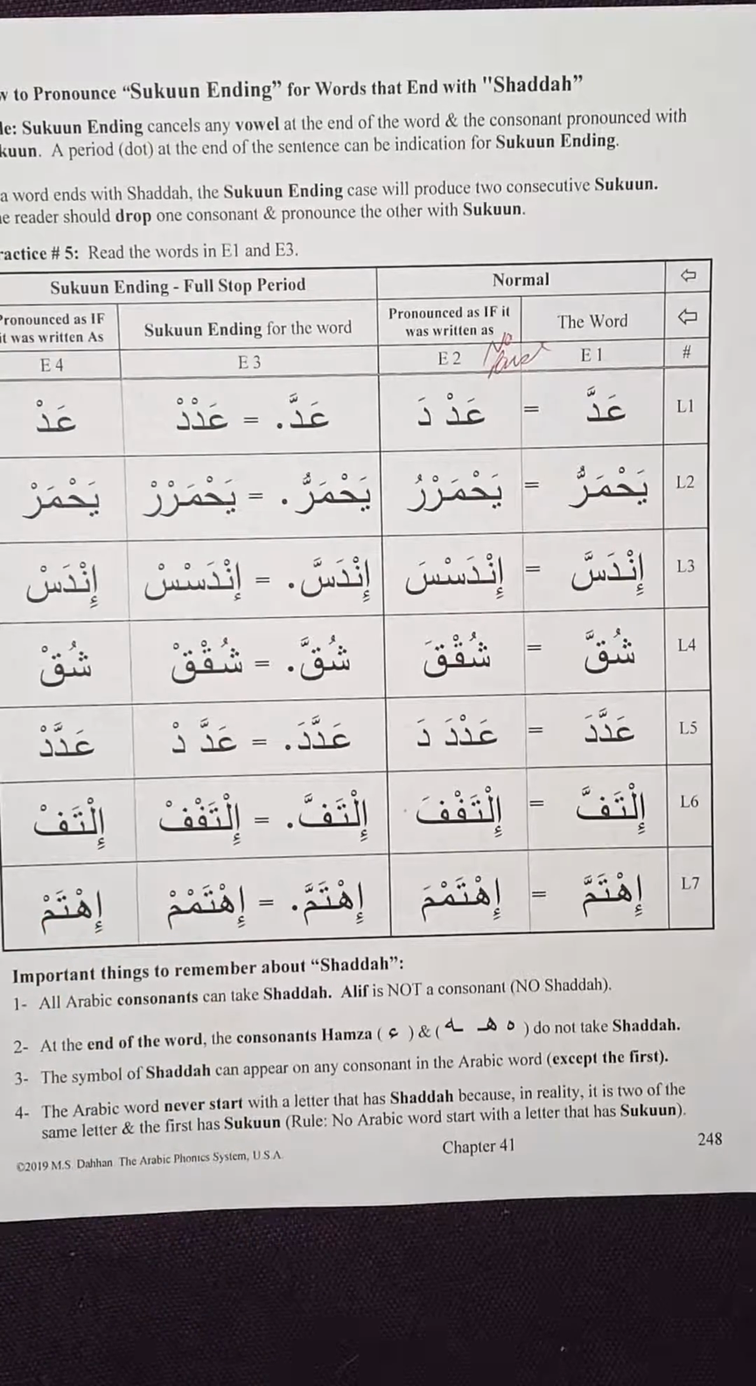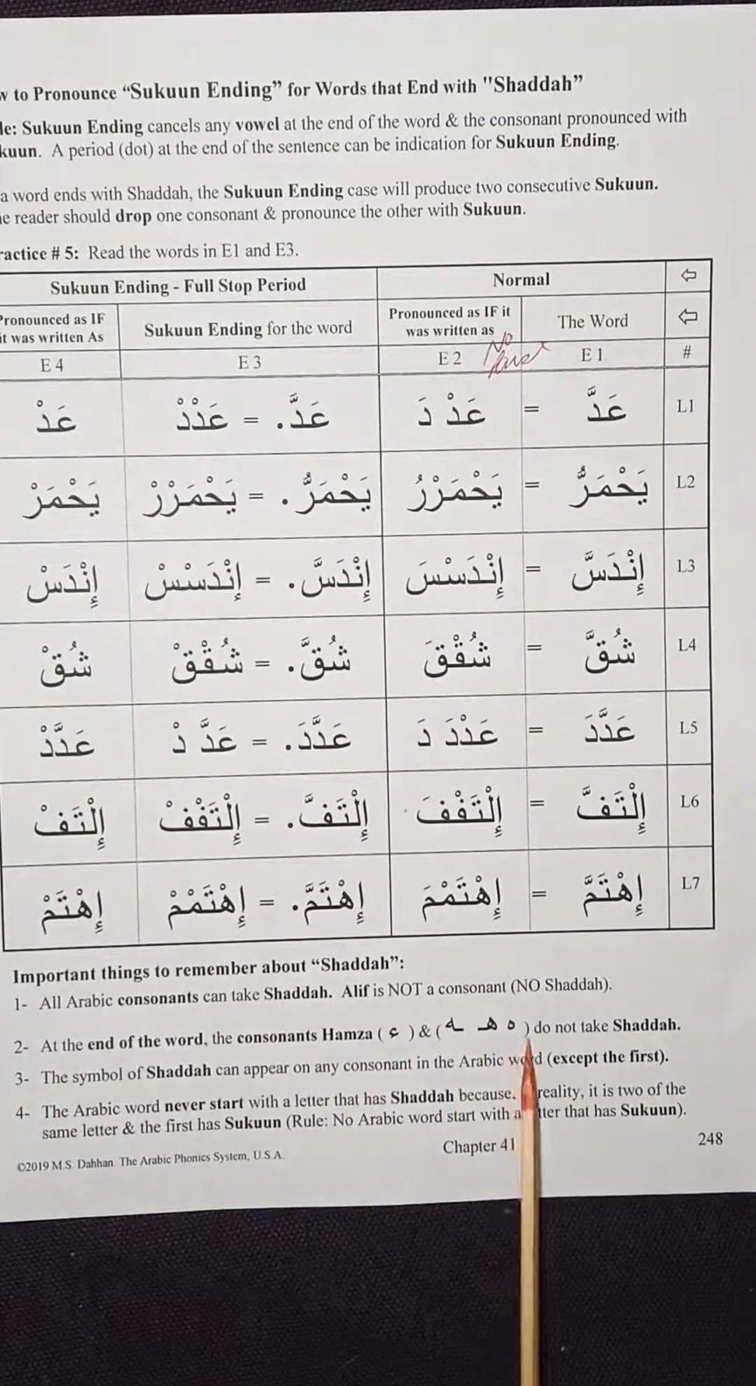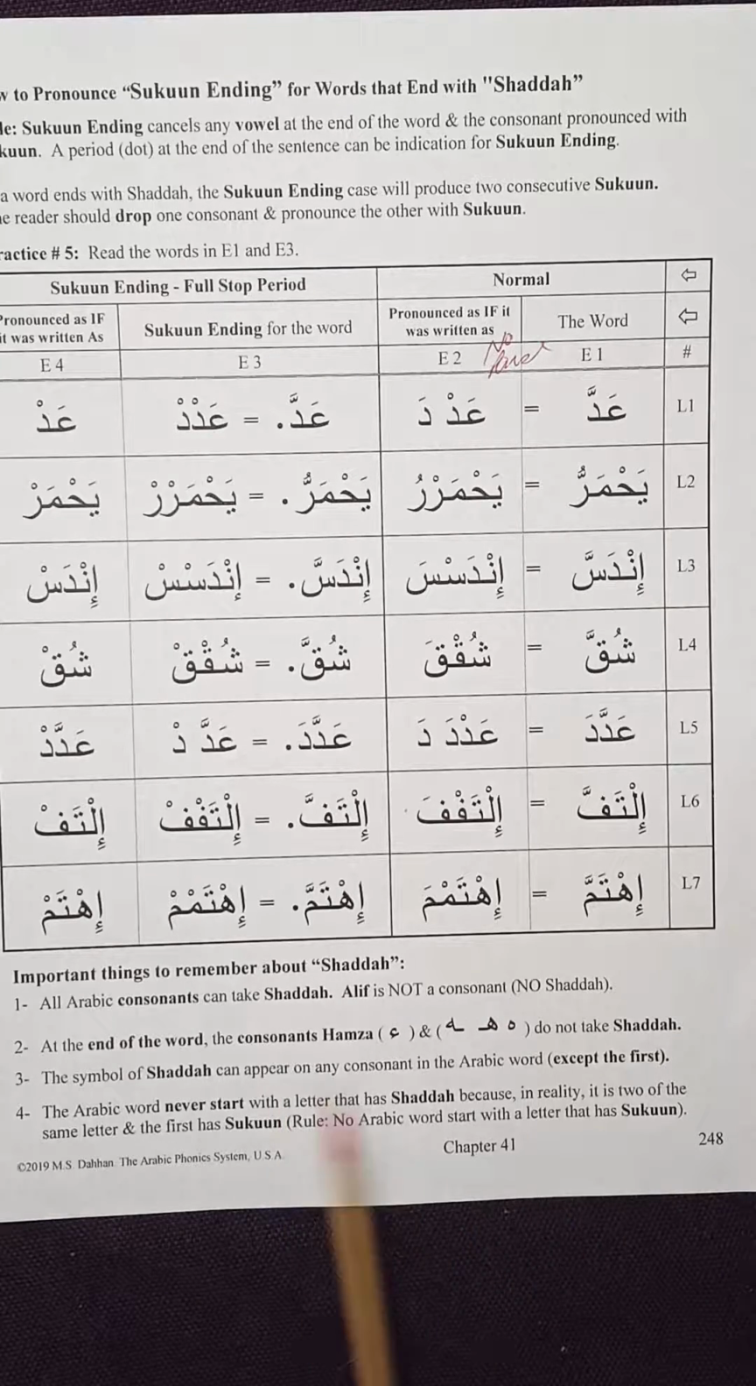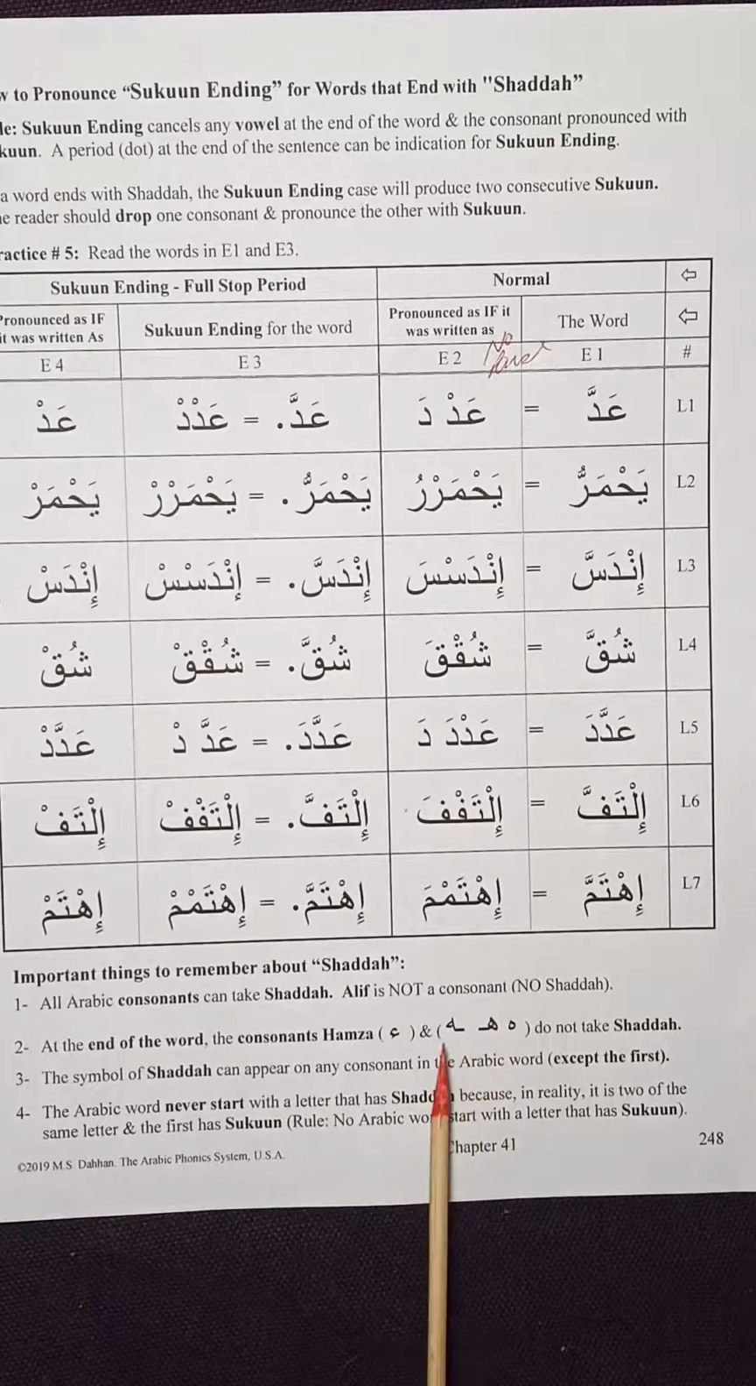Important thing to remember about shadda: all Arabic consonants can take shadda, all of them except alif. Alif is not a consonant. No shadda for alif. At the end of the word, the consonant hamza and the ha, hu, he, h, do not take shadda. These two don't take shadda because you can't stress and emphasize these two. It's very hard physically to do.